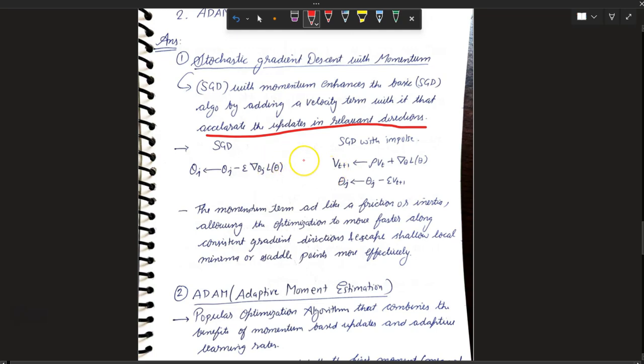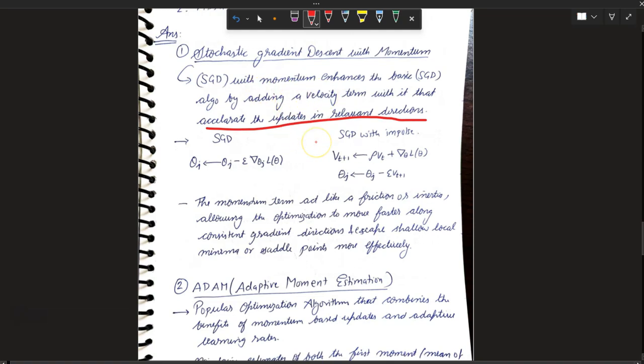You can take the example of a ball rolling from the top of a hill. When it is coming down the path, it avoids all the obstacles because of the momentum of the ball. So you can take the same example here also.